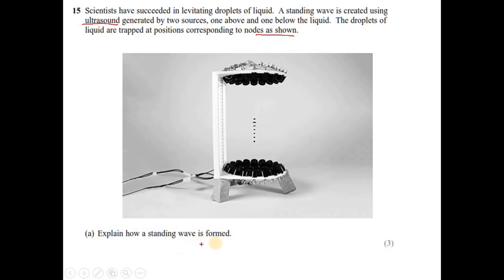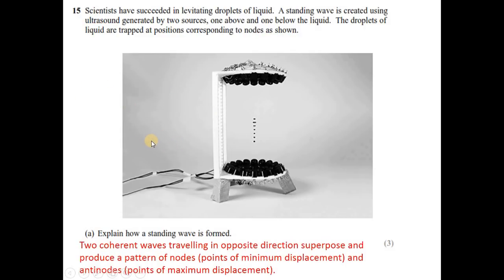So a standing wave is formed when 2 coherent waves move in opposite direction. So one wave is coming from left and the other wave is coming from right, like this. So 2 waves traveling in opposite direction, when they interact or they superpose, produce pattern of maxima and minima, or pattern of constructive and destructive interference, or you can say nodes and antinodes. That can be described as a standing wave. So 2 coherent waves traveling opposite direction interact or superpose to produce pattern of maxima and minima.